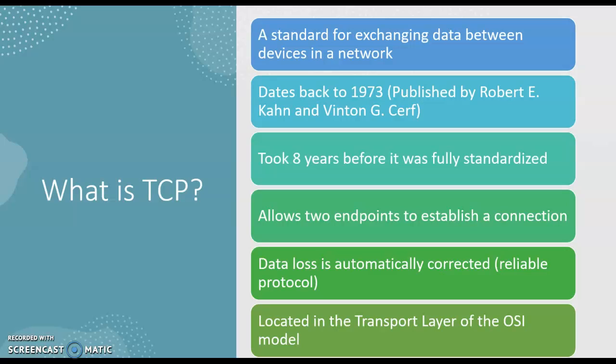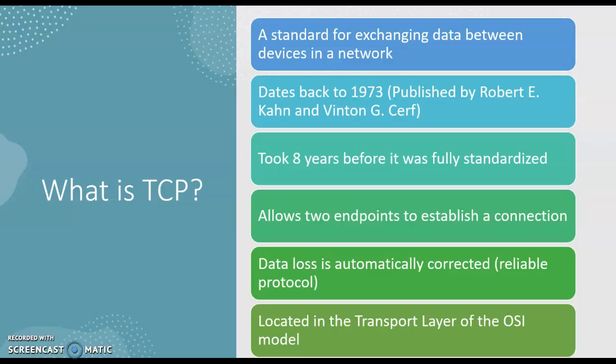TCP is a standard for exchanging data between different devices located in the same computer network. This protocol actually dates back to 1973, where it was published by two computer scientists with the names of Robert Kahn and Vinton G. Cerf in one of their research papers. Although this is not when TCP became fully standardized. It wasn't until 8 years later when it became fully standardized.